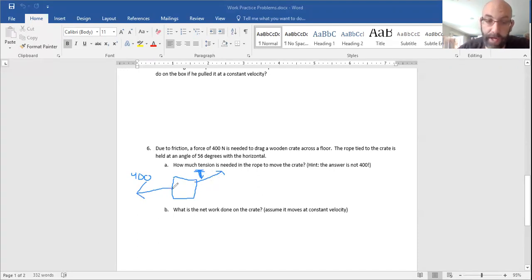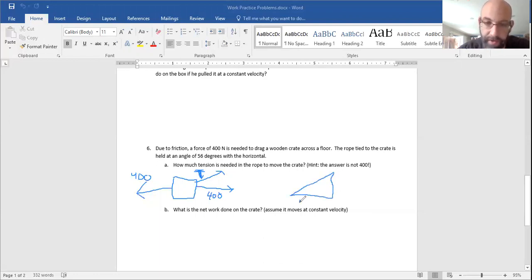Well, it's not 400, and here's why. This tension is in the X and Y axis. In order to get this to at least move to the right, even if it moves with a constant velocity, the minimum value that the tension has to have in the horizontal direction is 400. But we're not pulling it horizontally or parallel to the ground. We're pulling it at some angle, 56 degrees. So it really just becomes a trigonometry problem.